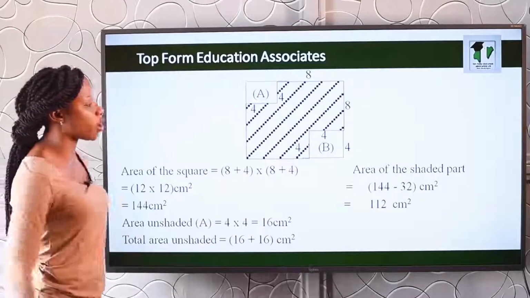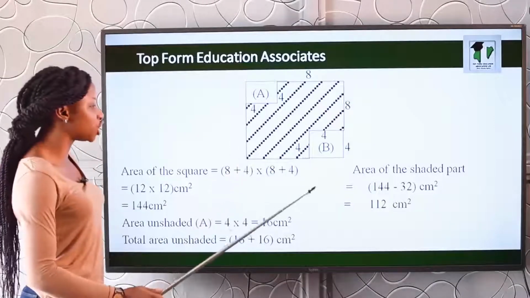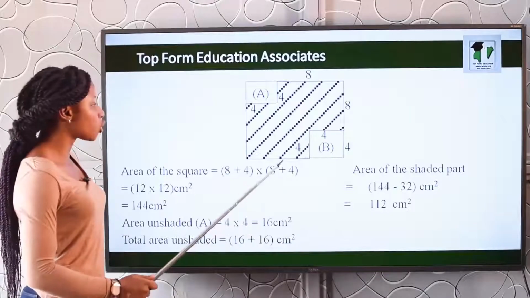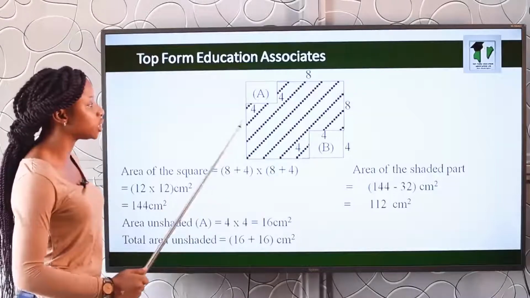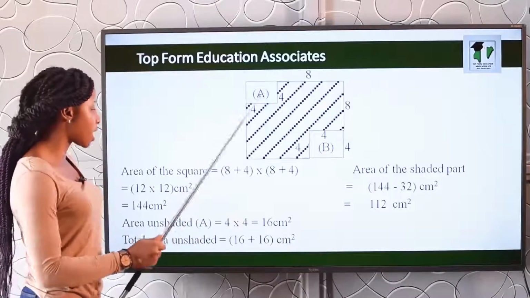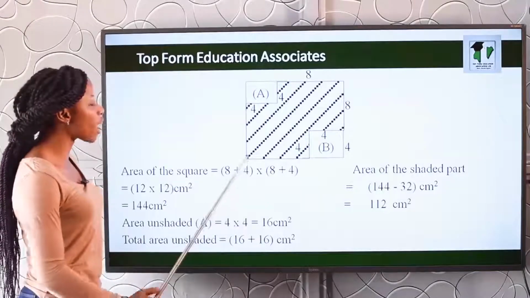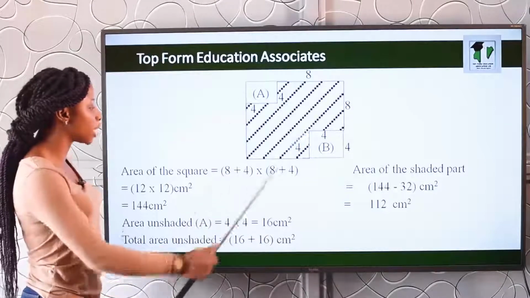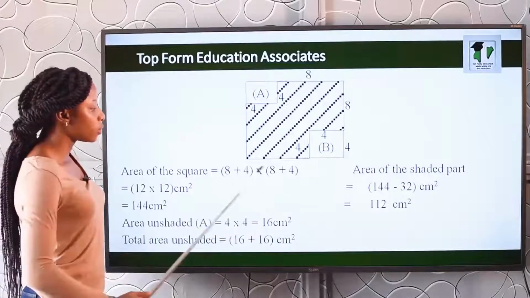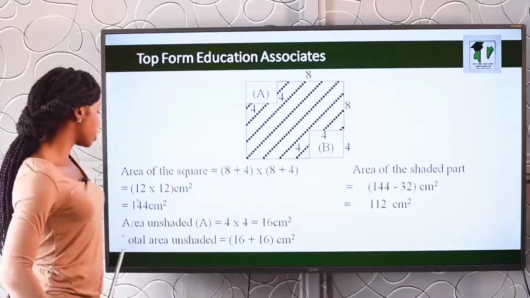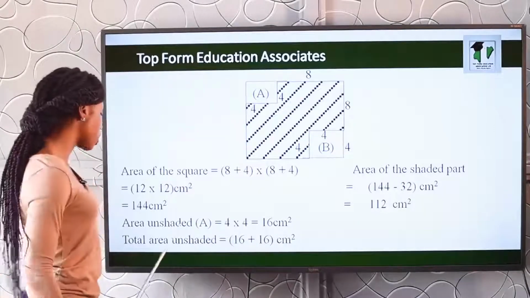This is also a compound shape, and we're asked to look for the area of the unshaded parts. So first things first, we're going to look for the area of the square. This is similar to what we just did. We look for the area of A, the area of B, then we take the sum. Now, the area of the square in total is 8 plus 4. This is 8, this is 4, times 8 plus 4. Then you add your answers. You have 12 times 12, and our answer is 144 centimeters.